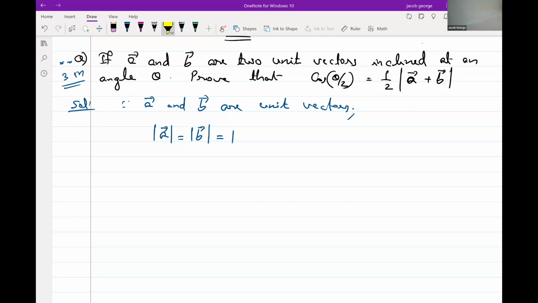Okay, so now we should find out magnitude of vector A plus vector B. Normally, to find out modulus, magnitude, what do you have to do? A property from dot product. What is that property? How do you find the magnitude using a property of dot product?